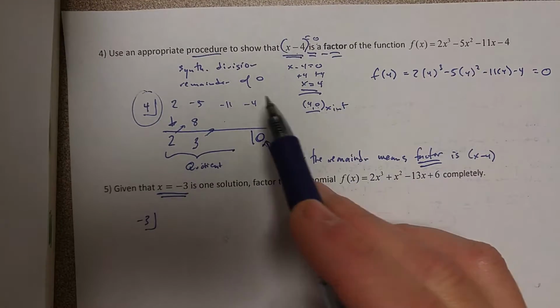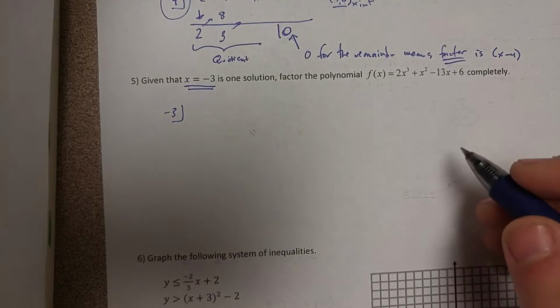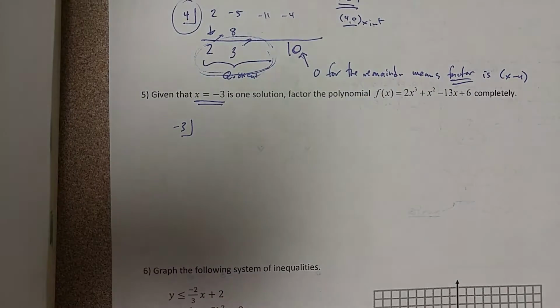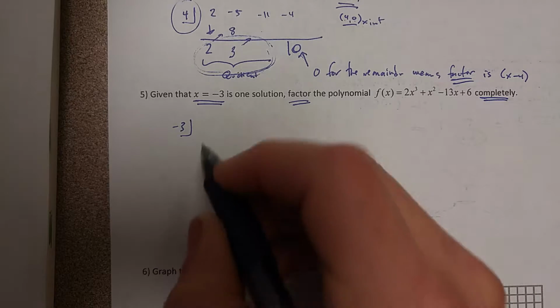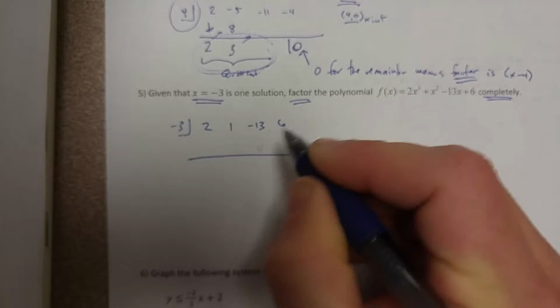So where on number 4 we had two different ways that we could show that something was a factor, on number 5 we have to use synthetic division, because what I really need is this quotient, because I'm going to have to do something else with that quotient when the directions say to factor completely. There's really no other way to do this besides using synthetic division.